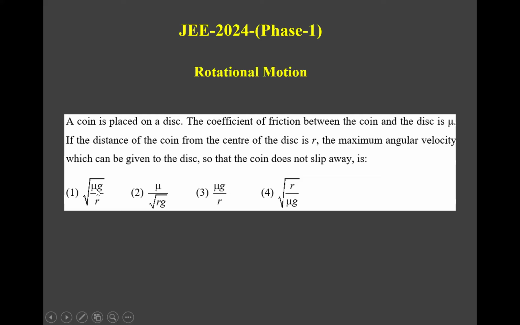Options are: 1, under root mu g by r; 2, mu upon root r g; 3, mu g upon r; 4, under root r upon mu g.